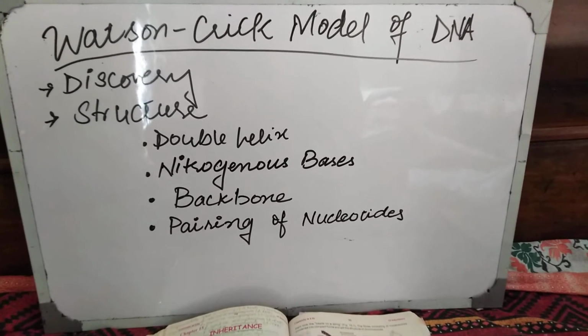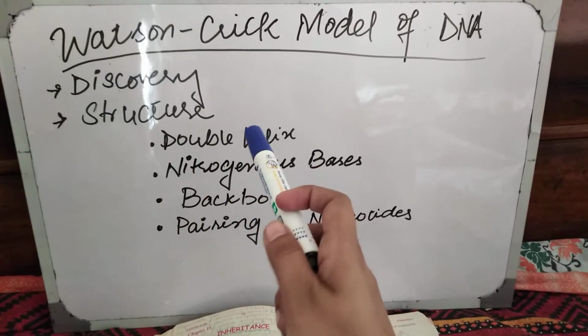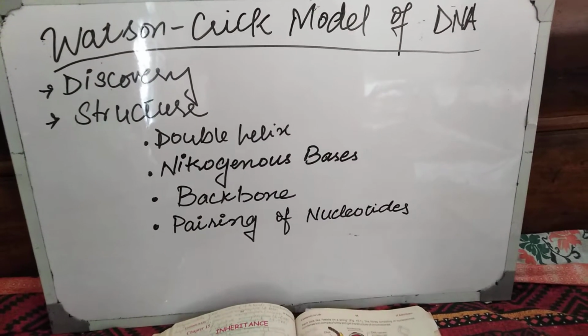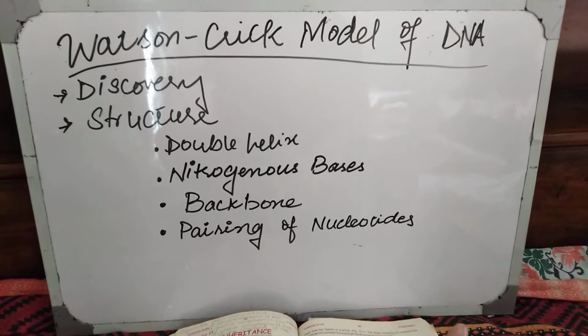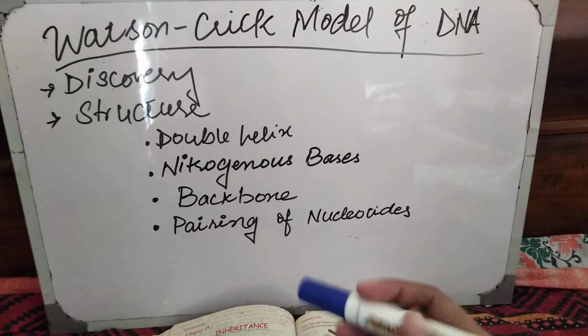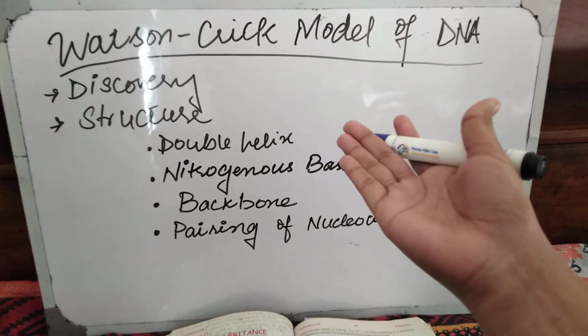Who discovered this Watson-Crick model of DNA? As its name suggests, Watson and Crick, these are the two scientists who discovered and proposed, who explained this structure for us. After this discovery, it is named the Watson-Crick model.